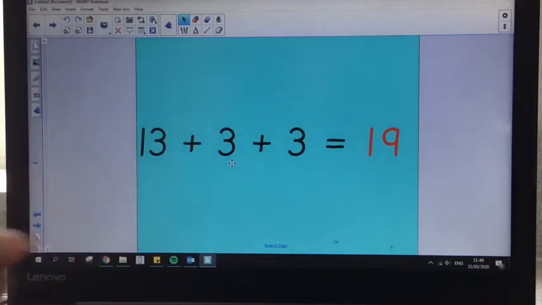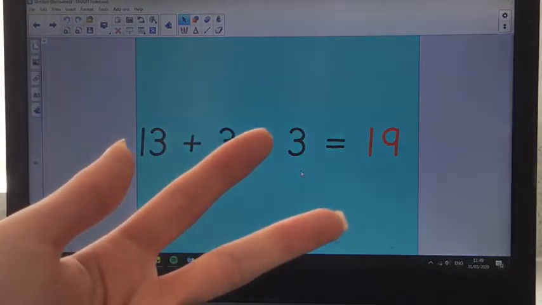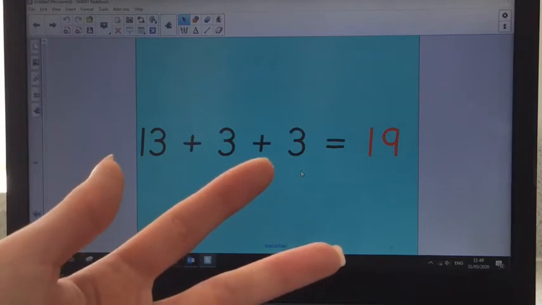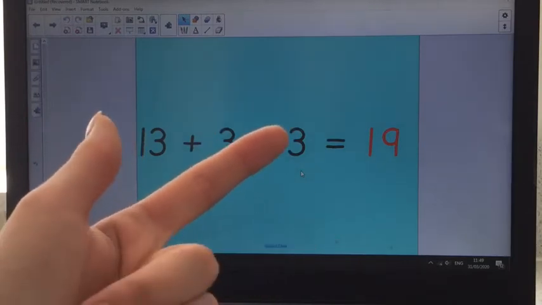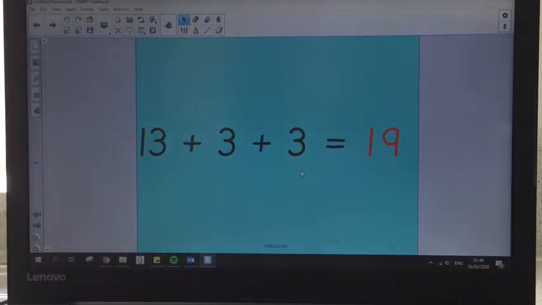Now keep 16 in your head. We've still got another 3 to add on. So keep 16 in your head, put another 3 back on your fingers, and count on this time 3 from 16. Ready? 16, 17, 18, 19, and that gets us to 19.